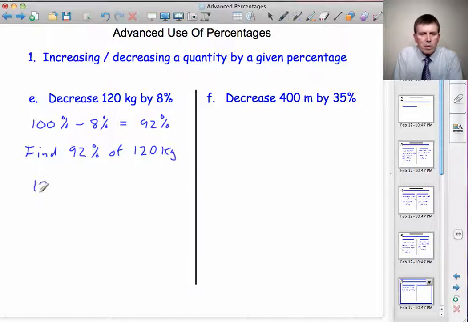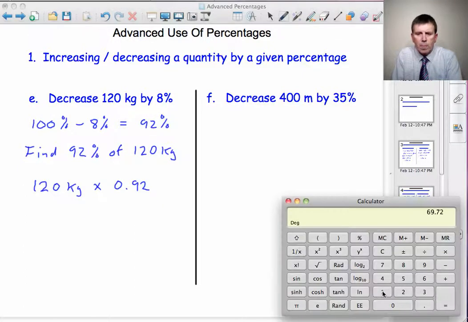And we do that by saying 120 kilograms multiplied by 0.92. 120 kilograms multiplied by 0.92. And that comes to 110.4 kilograms.